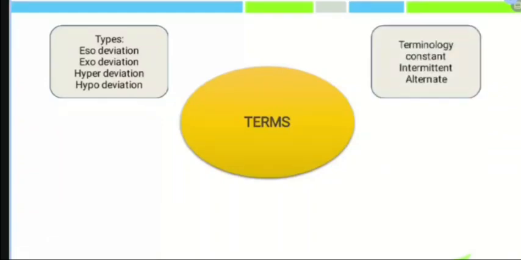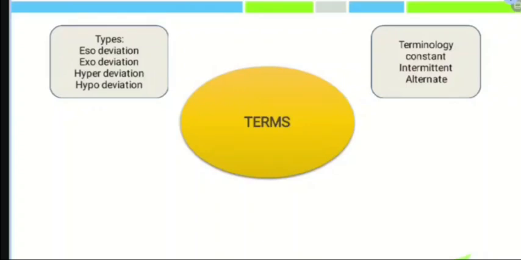Then we are coming into terminologies. The terminologies which we are speaking about are constant, intermittent, and alternate. Constant means, for example, if your right eye is deviated outwards and it won't alternate to the other eye, it will be constant to one eye itself. In intermittent, the eyes can alternate, and it can vary in the distance, the frequency, and the timing.